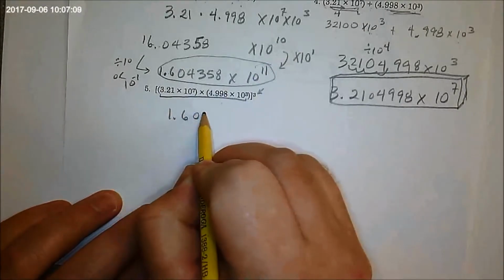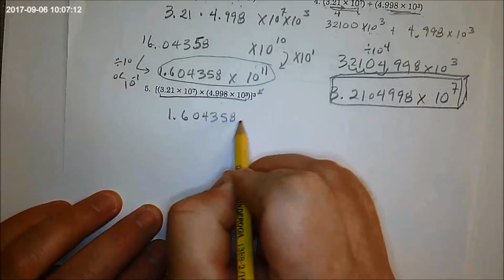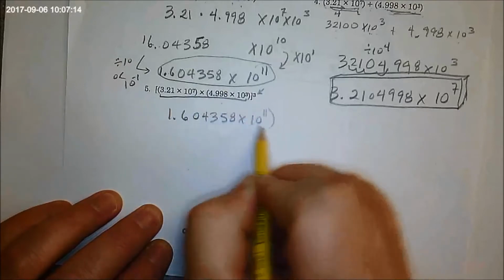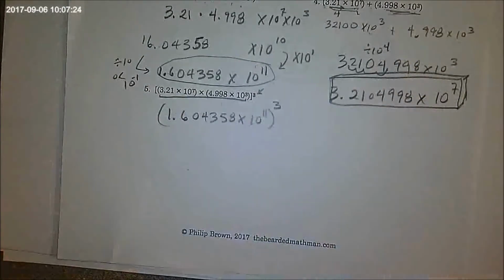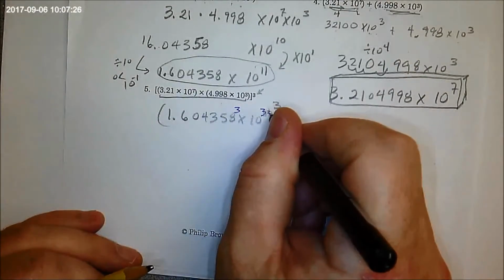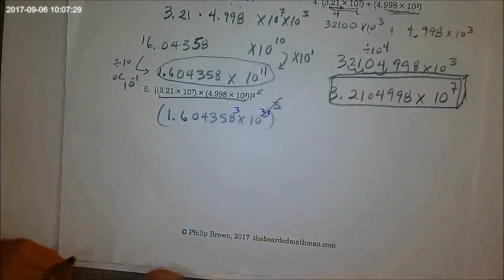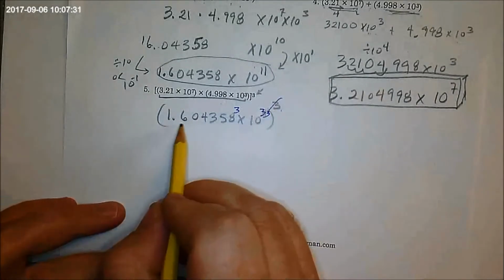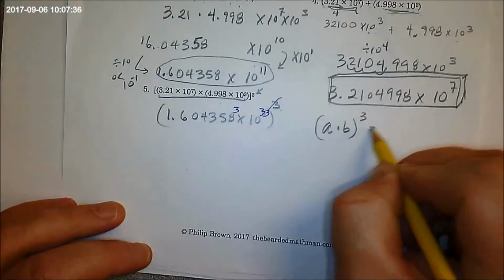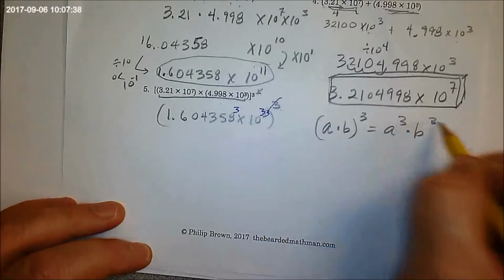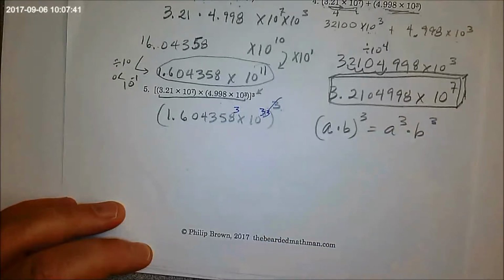Okay, so I have 1.604358 times 10 to the 11th cubed. Would that mean that the number would also be cubed? So does this number right here get cubed? Yes. And this gets cubed? Yes. Because I'd have to distribute that. It's like a times b cubed, which would be a cubed times b cubed. So wouldn't you have to, or can you just leave it like that?